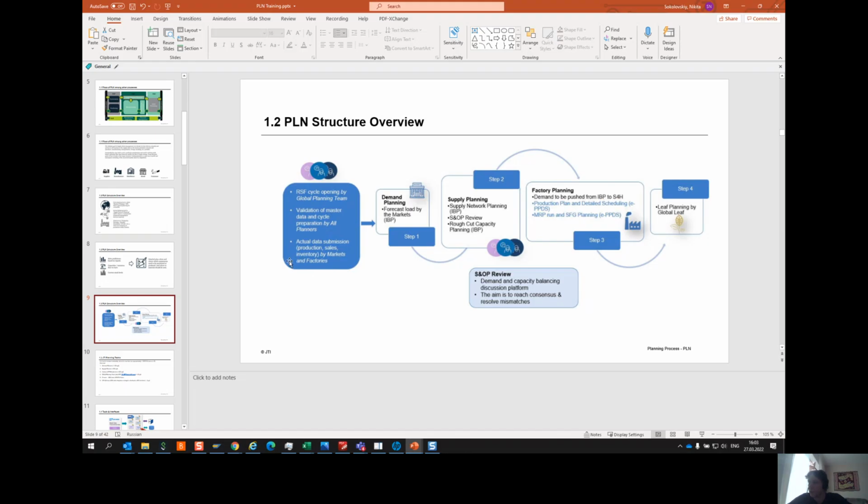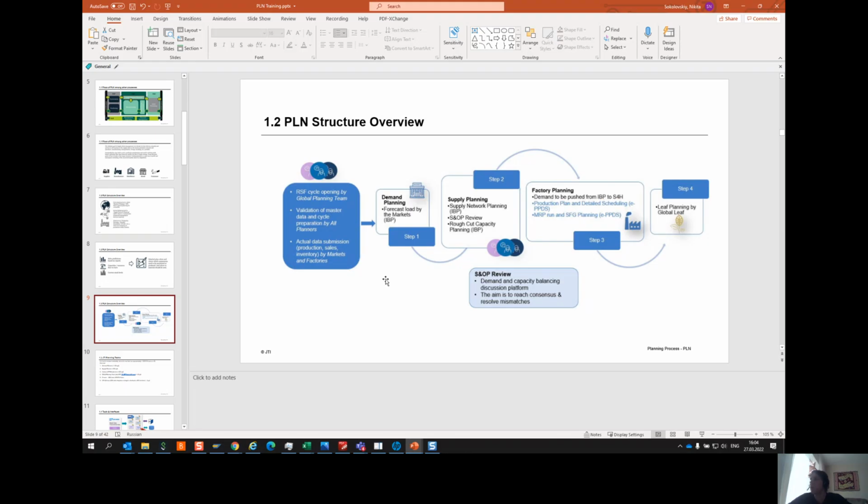And as I already mentioned previously, we need to have our data from previous months, like data on production, on sales, and how much we have in stock. It is provided by markets and factories. The inventory information is provided by factories or plants, and sales information is provided by markets, and production information is also provided by factories. So we can call this a preparation step.